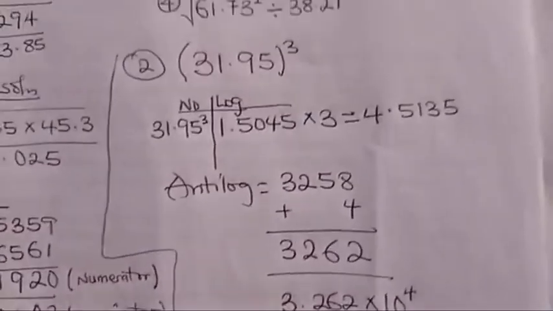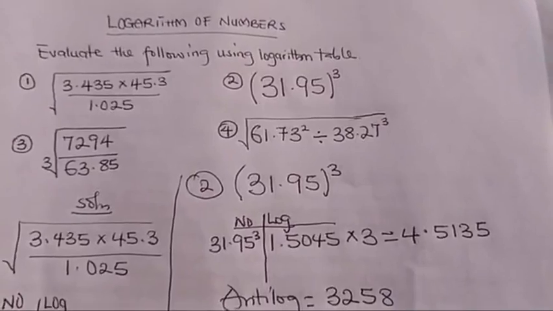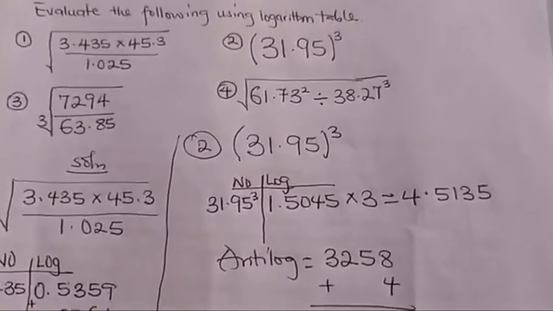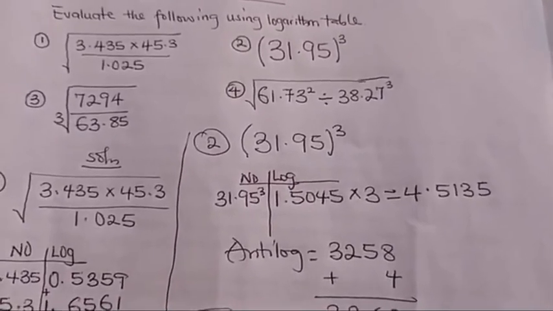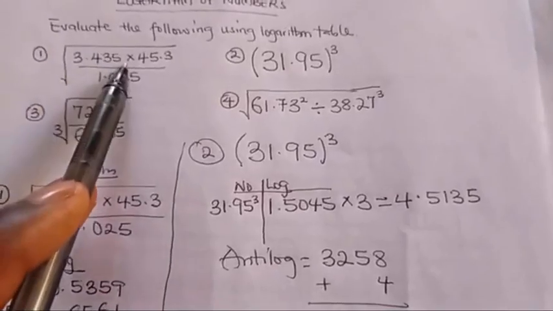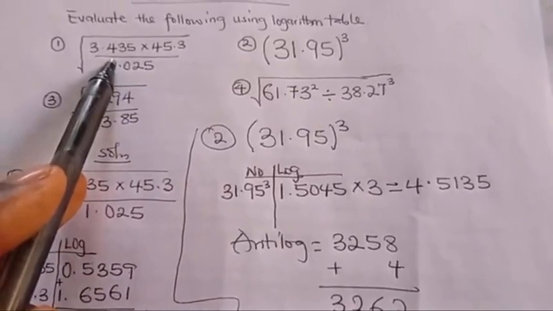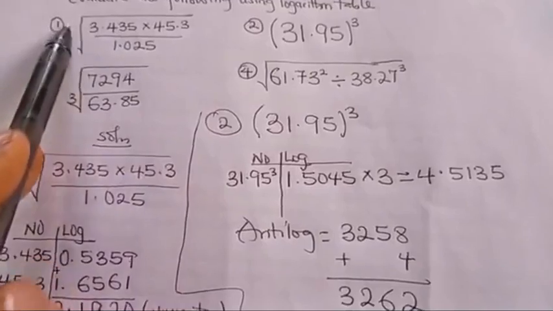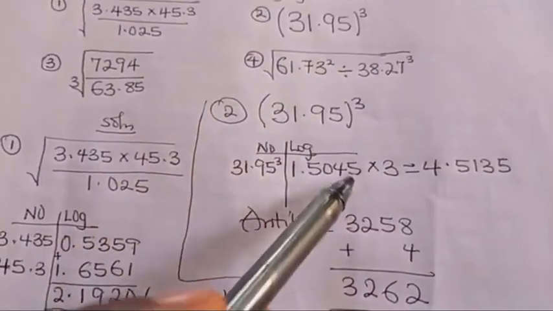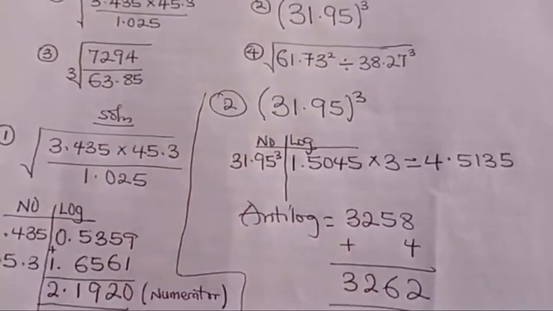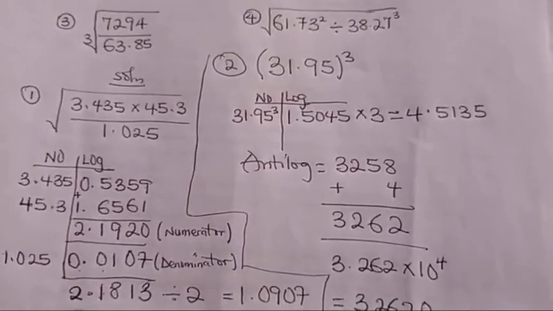So this is how to find the logarithm of numbers using logarithm table. So far we've looked at 4 different laws. The multiplication law, in which you are to add, the division law in which we subtracted, the root law in which you divide, and the power law in which you multiply the logarithm by the power. So let's proceed to solving the third and the fourth question.